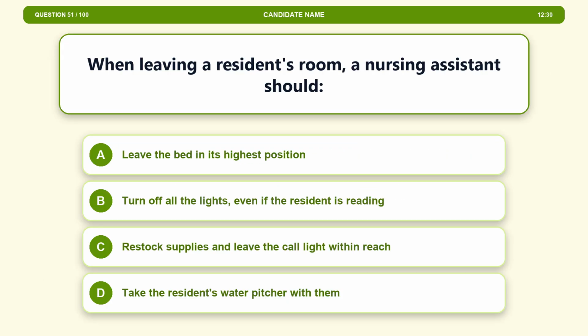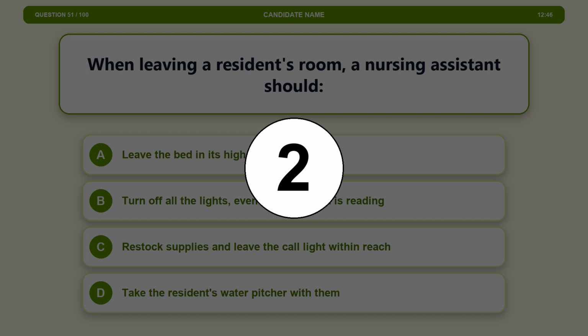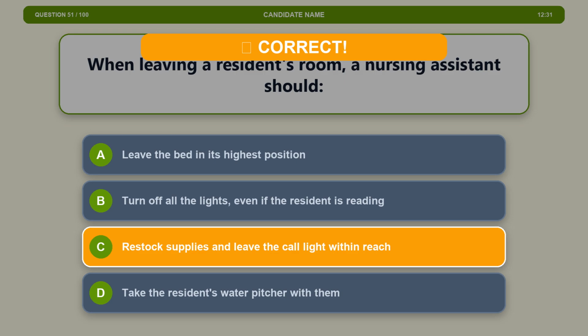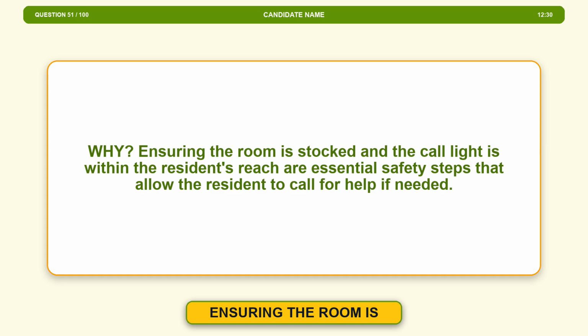Question 51. When leaving a resident's room, a nursing assistant should: Option A, leave the bed in its highest position. Option B, turn off all the lights, even if the resident is reading. Option C, restock supplies and leave the call light within reach. Option D, take the resident's water pitcher with them. The correct answer is option C, restock supplies and leave the call light within reach. Ensuring the room is stocked and the call light is within the resident's reach are essential safety steps that allow the resident to call for help if needed.